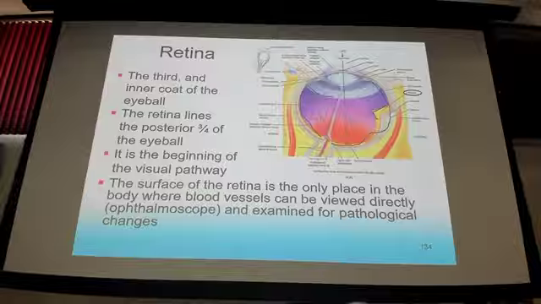It's interesting though, when you look through the eye, it's the only place in the body where you can directly observe blood vessels. Not talking about just superficial veins, we're talking about blood vessels. And any pathological changes you have going on in the body, you can also see in the eyes' blood vessels.